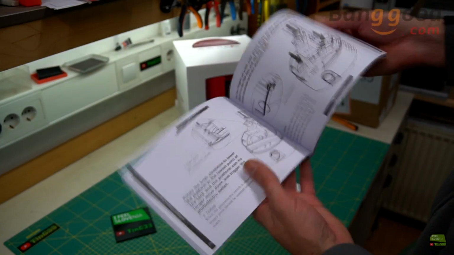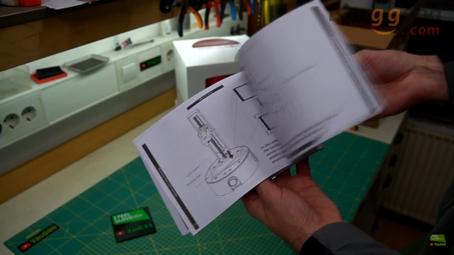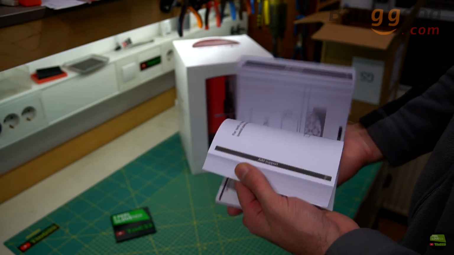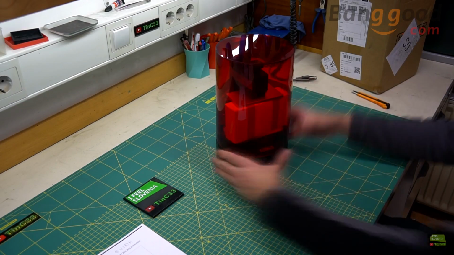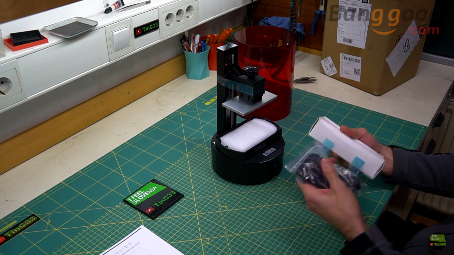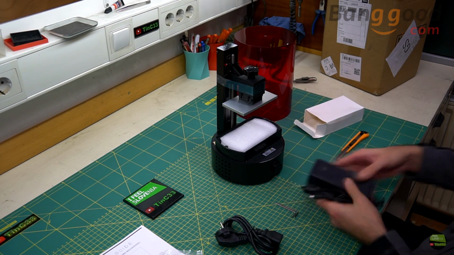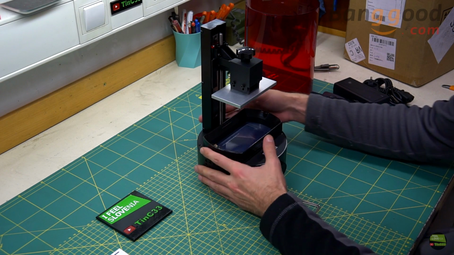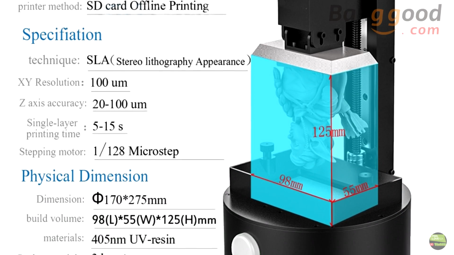One thing is clear here: they take the manual very seriously. The manual is really good, we can find everything about settings, maintenance, problems, using slicing software, FAQ and so on. Inside the printer box we can find a 24 volt 2 amp power supply with power switch, cable and a 2 hex case. The whole printer is really small and compact and it offers a 98 by 55 by 125 mm build volume.